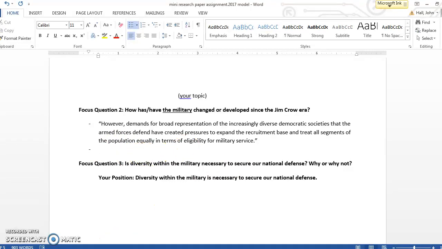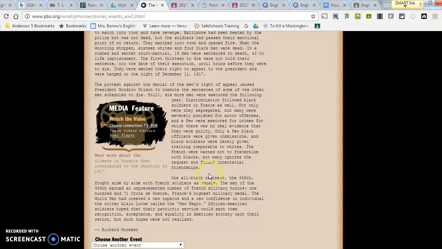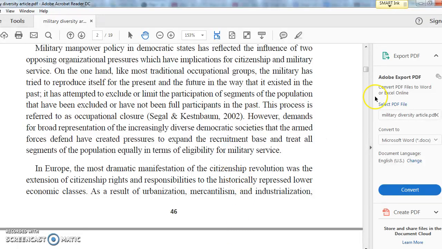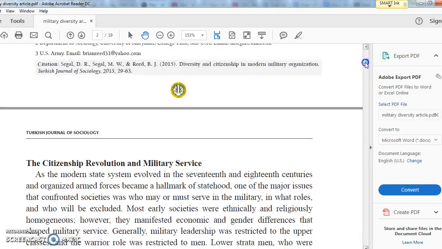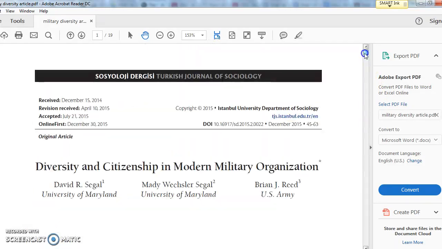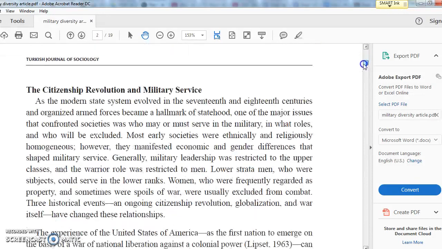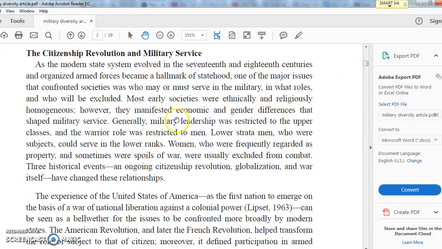Now, I would just go through this article and find more information. That would be the goal, to get enough information from that article to help support my opinion. I'd probably want to find a few more quotes in here that I feel are really good for my paper and for that focus question.